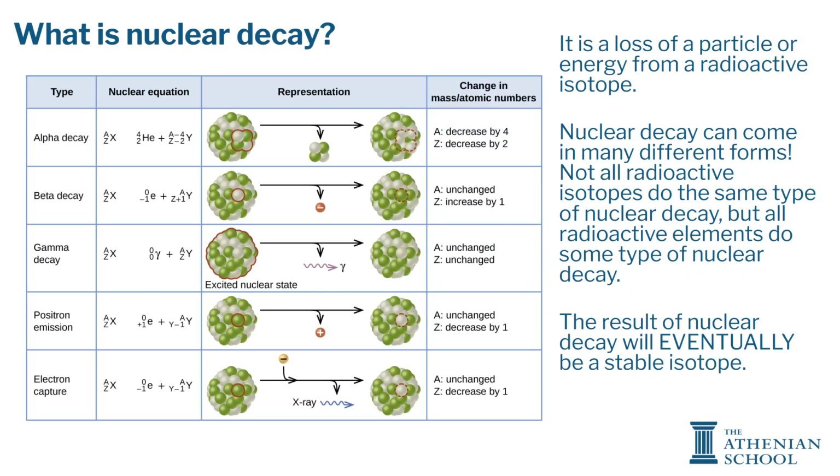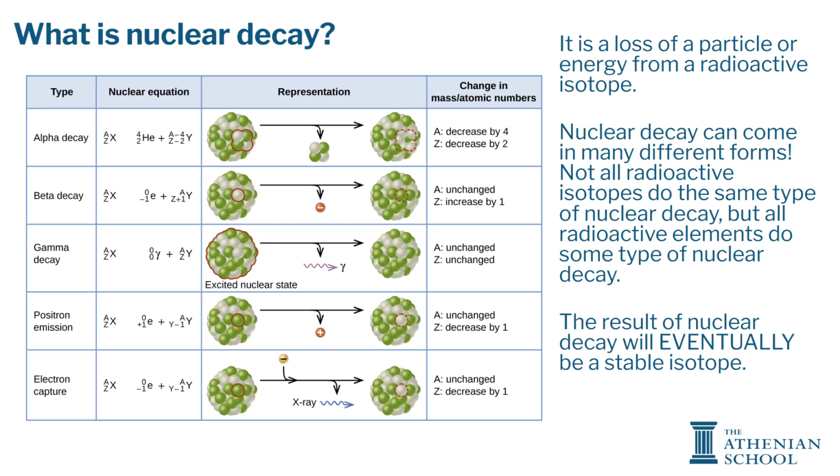Now I want to talk a little bit about what nuclear decay actually is. It's the loss of the particle or energy from the radioactive isotope. There's a lot of different forms, as you can see on the left-hand side, which you do not have to memorize at all. Please know that there's a lot of different types that are out there. Not all radioactive isotopes do the same type of nuclear decay, but all radioactive elements do some type of decay. The result of nuclear decay will eventually be a stable isotope.